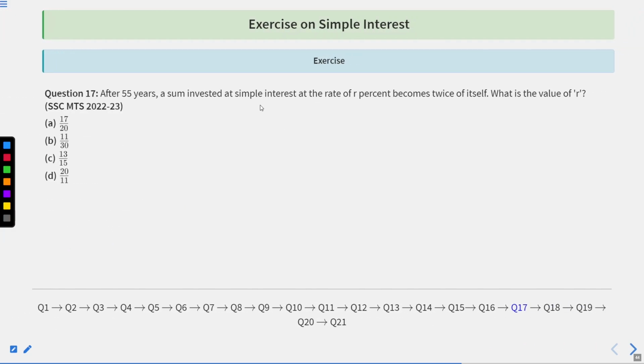Question number 17. After 55 years, a sum invested at simple interest at a rate of R% becomes twice of itself. What is the value of R?